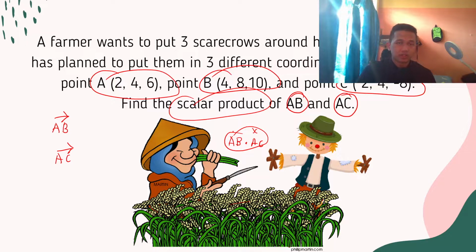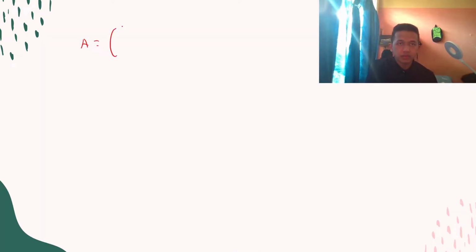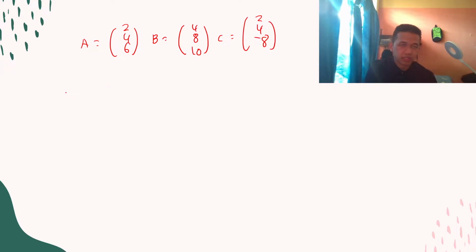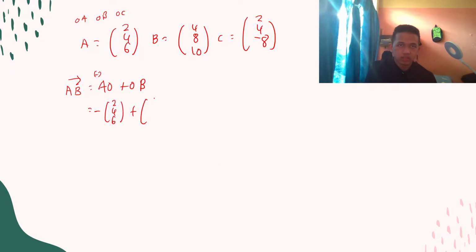So let's get into the solution. As we know, point A is (2, 4, 6). Point B is (4, 8, 10). And point C is (2, 4, -8). As I mentioned before, we need to find AB first. That means AO plus OB. I almost forgot, the positions are OA, OB, and OC. Since this is AO, it will be negative, which means (-2, -4, -6) plus the positive (4, 8, 10). Make a calculation and you will get (2, 4, 4).